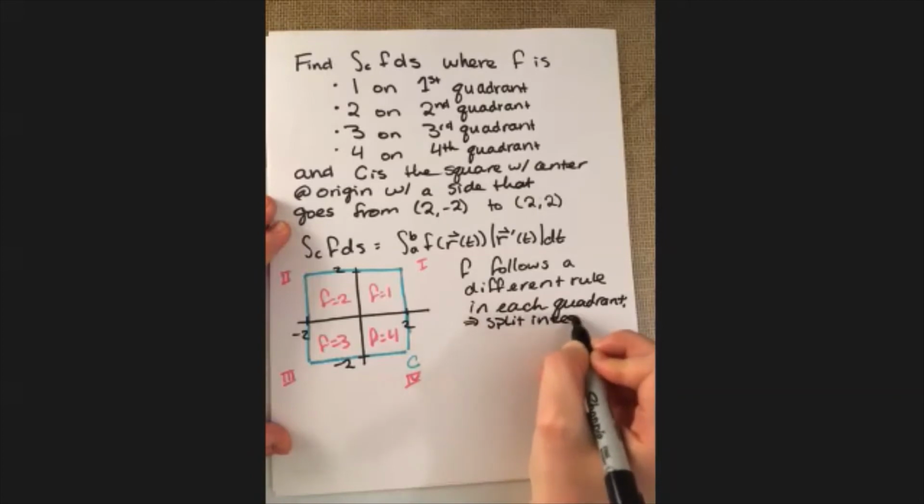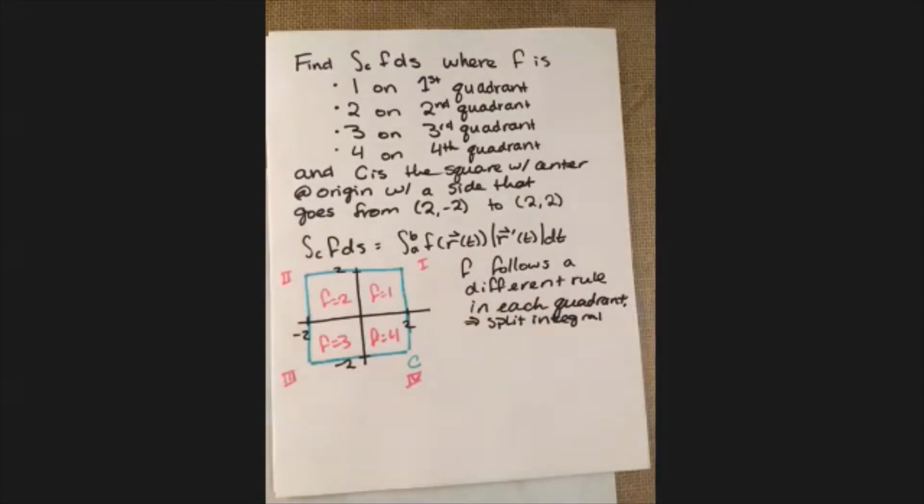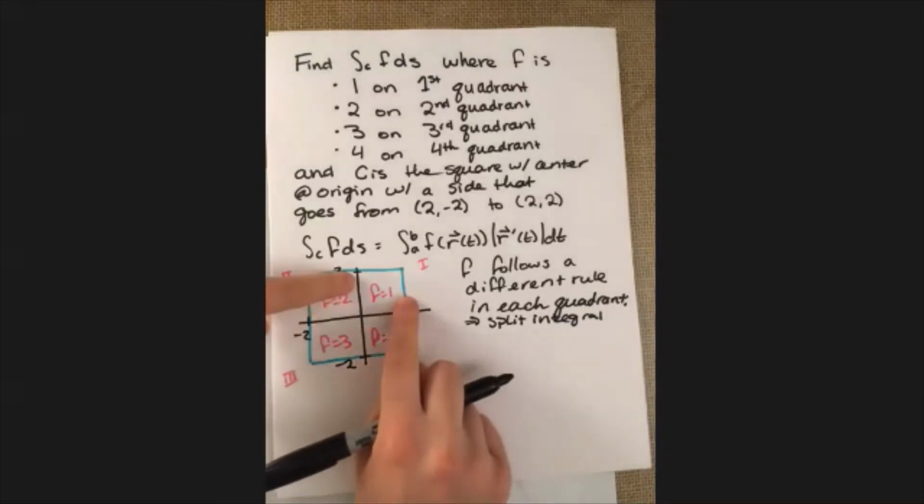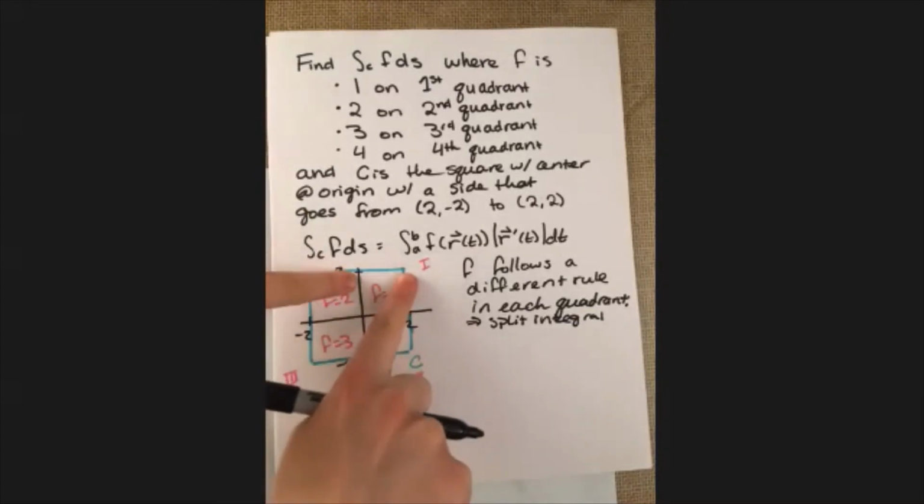And so, it's going to be tempting to say, okay, I'm going to split this into 4 pieces and then I'm going to be done with it. However, notice that in each quadrant, our curve is following 2 separate rules.